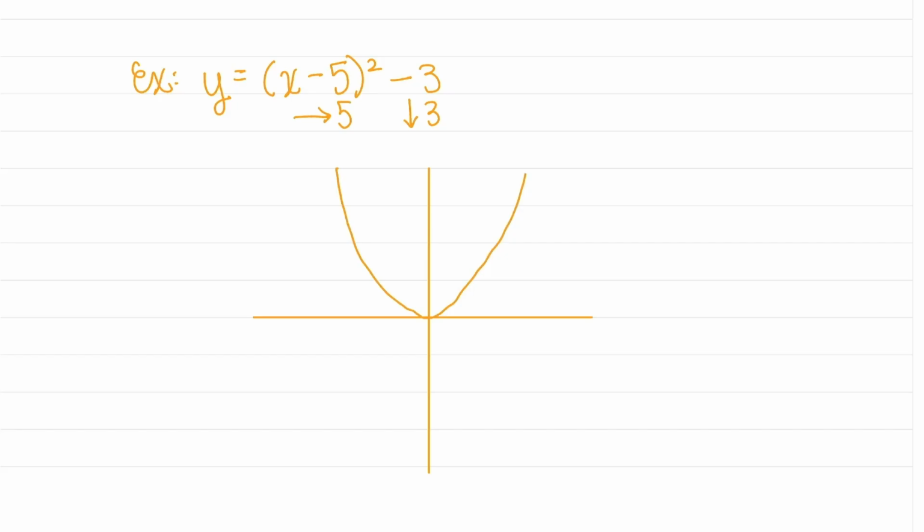Okay, this is our parent function, y equals x squared. Not exact, but it's close enough. What we're going to do is take this graph and move it to the right 5 units and down 3 units.